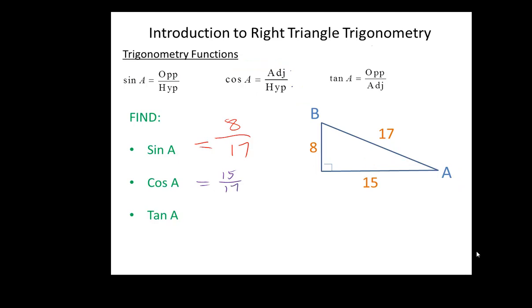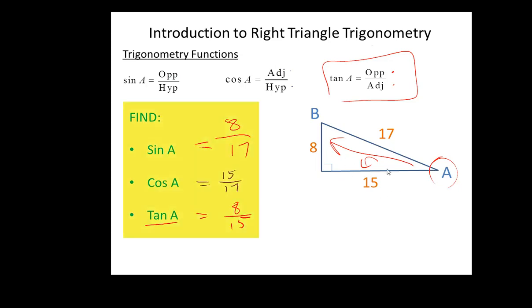And now for the tangent of A, here's angle A. This time we want the length of the opposite divided by the length of the adjacent. Here's my opposite, here's my adjacent, so this is going to be 8 divided by 15. So there you can see that we have now answered the question for the sine, cosine, and tangent for angle A in this particular triangle.